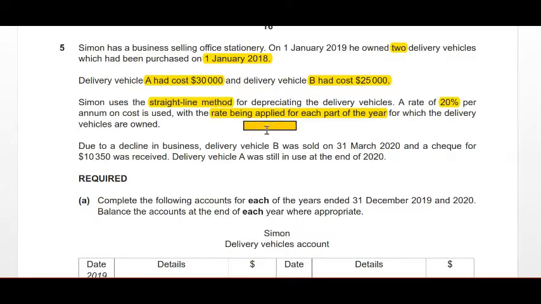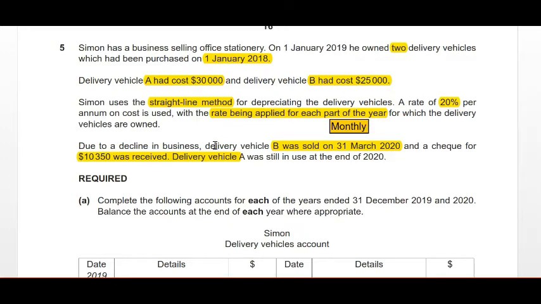So when we are doing it on monthly basis, how long this vehicle has been owned by the business is something that we need to take into consideration. Moving on, the question states, due to decline in business, delivery vehicle B was sold on 31st March 2020 and a check for 10,350 was received. Delivery vehicle A was still in use at the end of 2020.